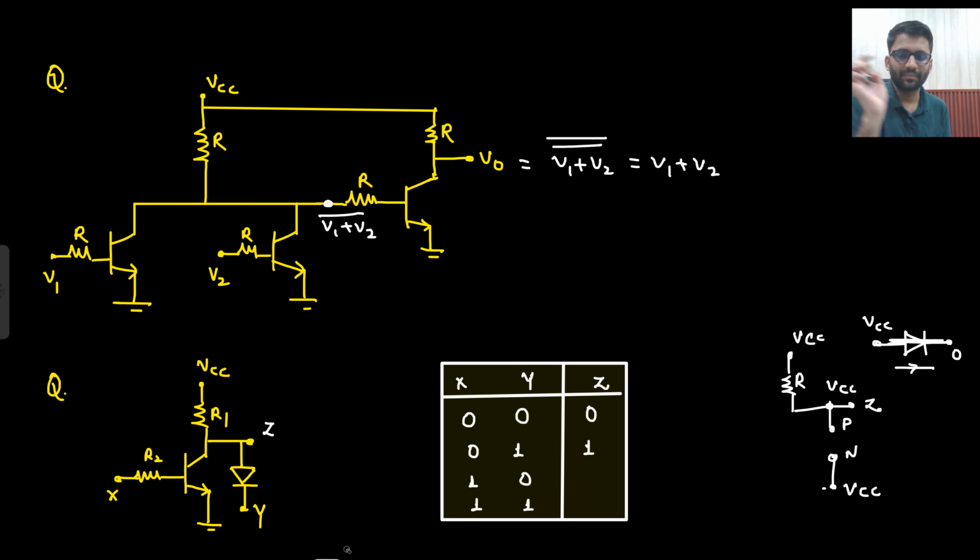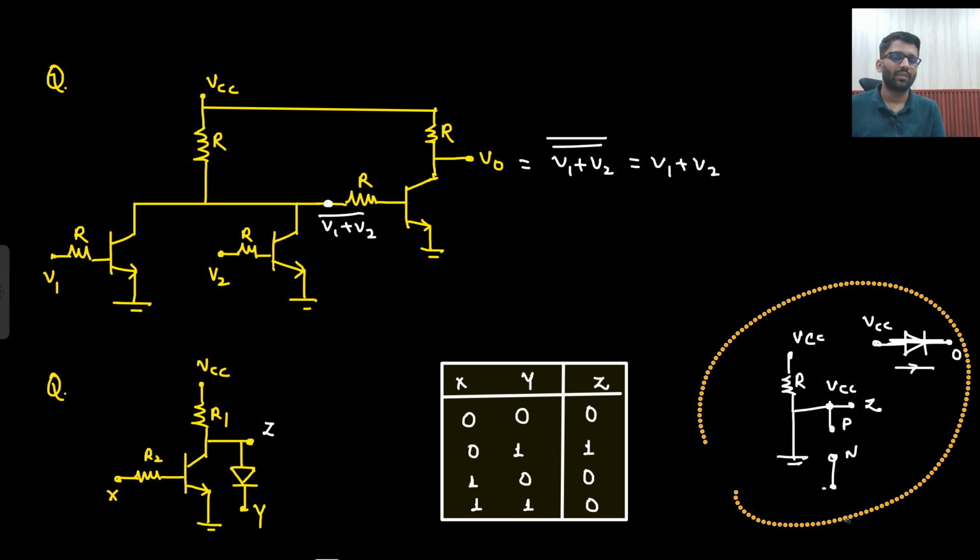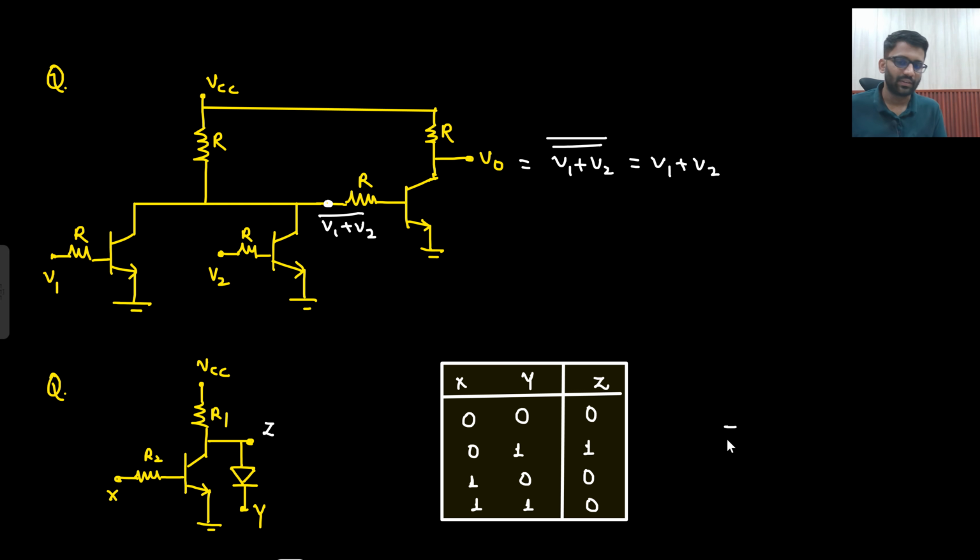Let's see the next condition. In the next condition, BJT is on now. If BJT is on, there is no one that can stop Z from being 0, because the path will be short circuited, and then 0 will travel here. That's it. So this is the truth table. So what are you going to get? Z equals X bar Y.